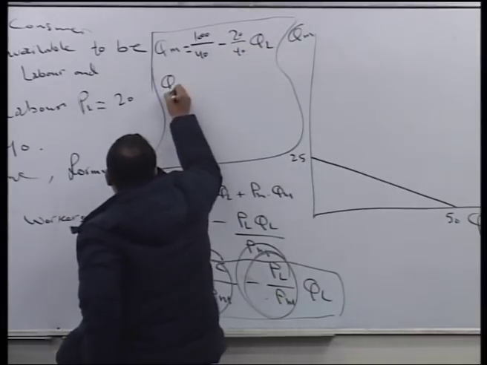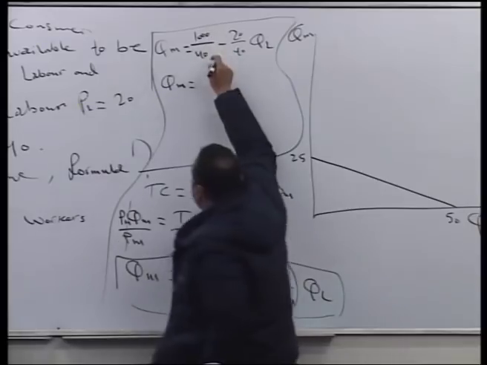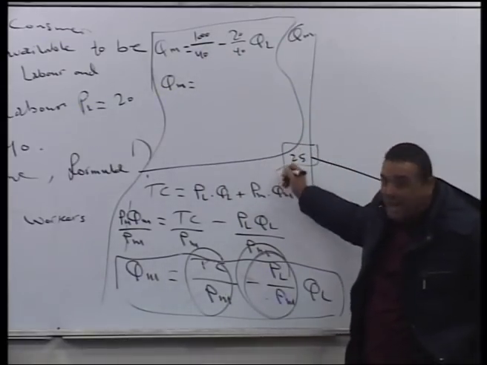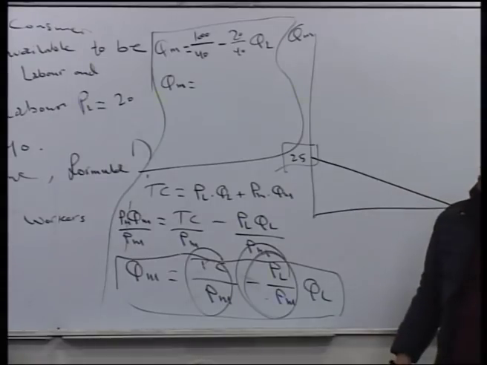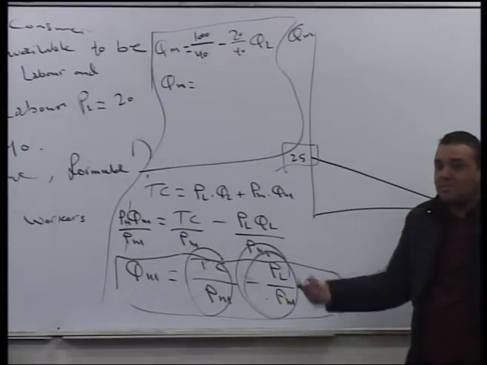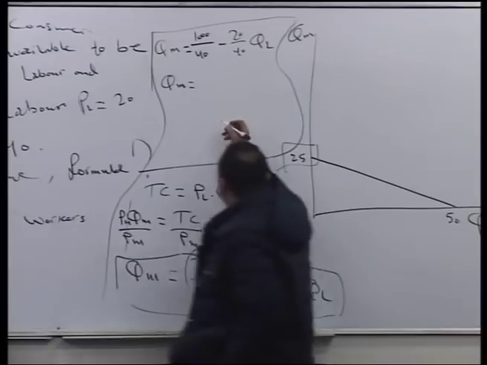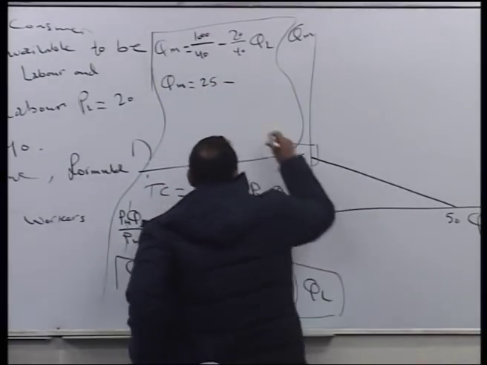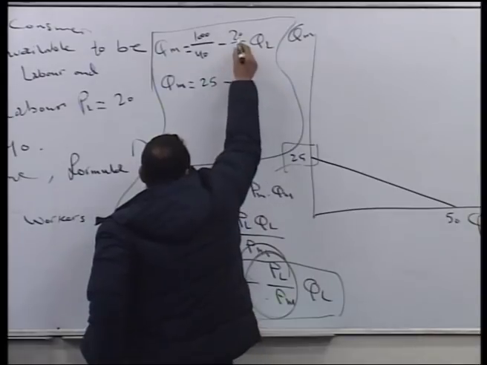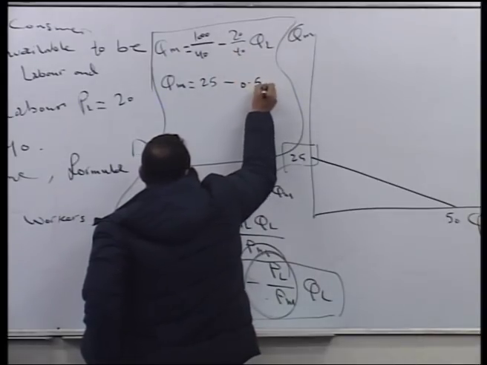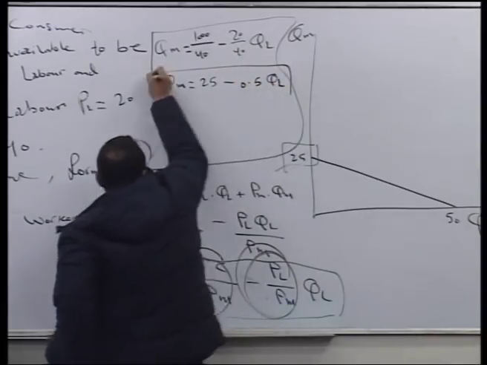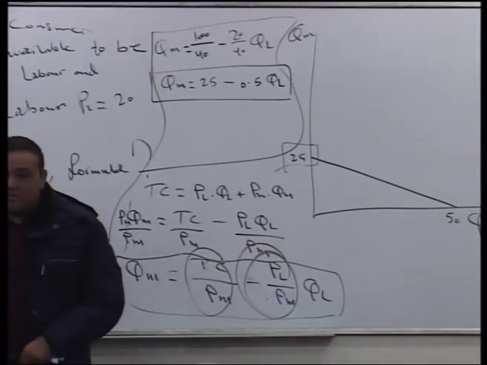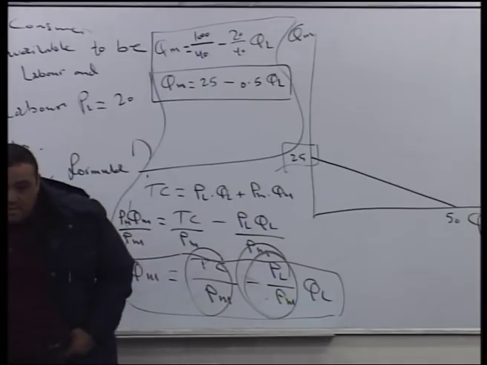So QM equals how much is it here? 25, which is this, do you see? Minus this over this, right? The same as the budget line. So QM equals 25 minus this over this, which is 20 over 40, half, QL. This is the iso-cost line formula, right?